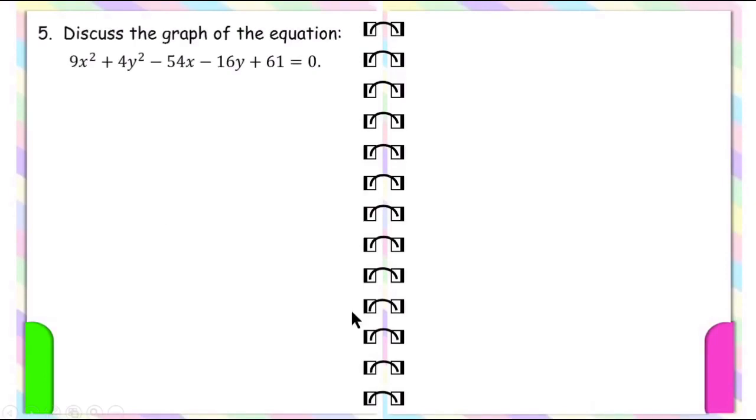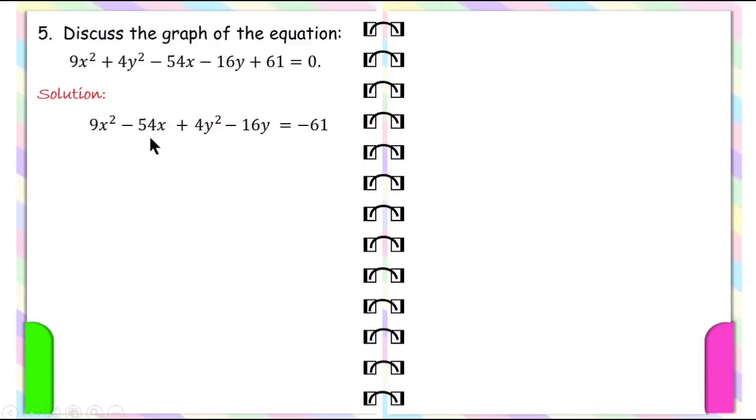Let us try one more example. Discuss the graph of the equation 9x squared plus 4y squared minus 54x minus 16y plus 61 equals 0. First, we need to express this equation into standard form by completing the square. Collect all x and y, and transpose the constant term to the right-hand side of the equation.